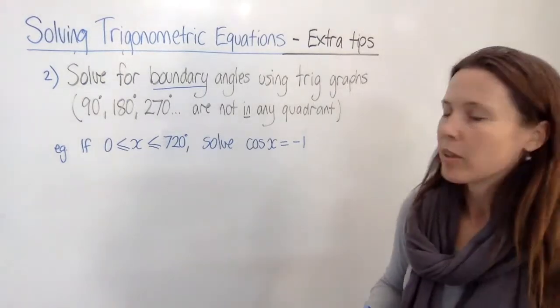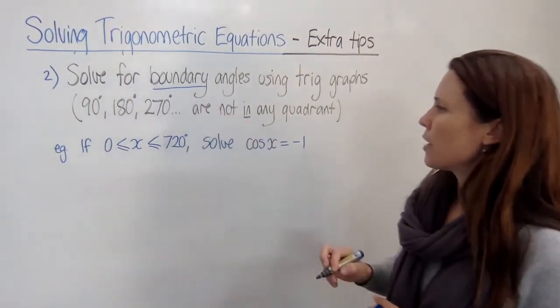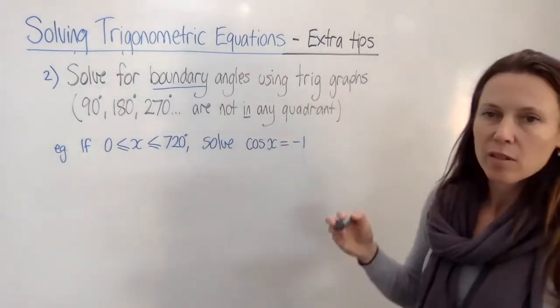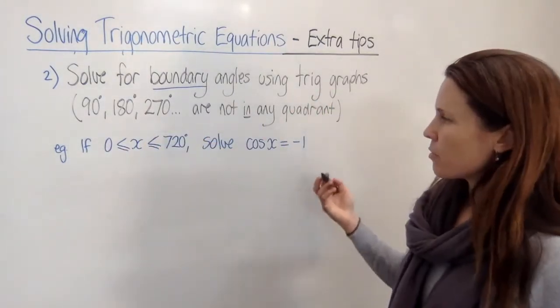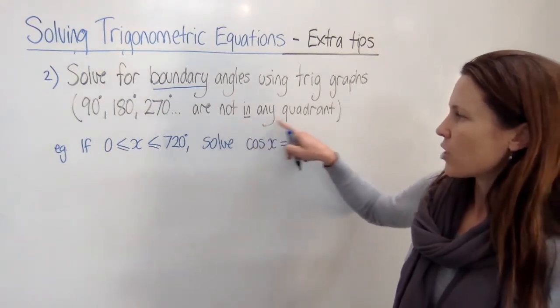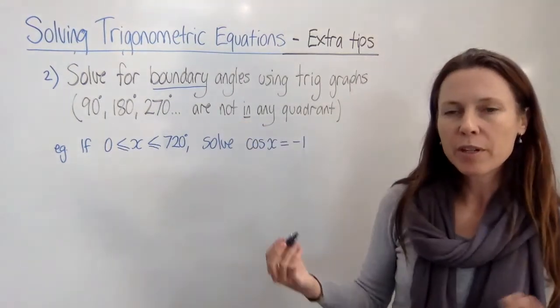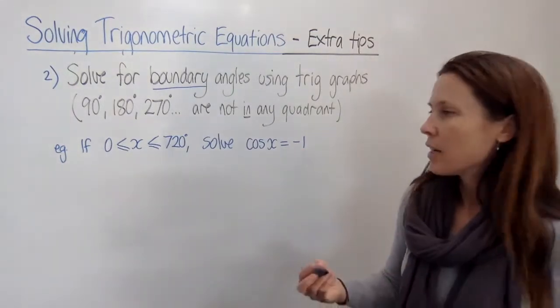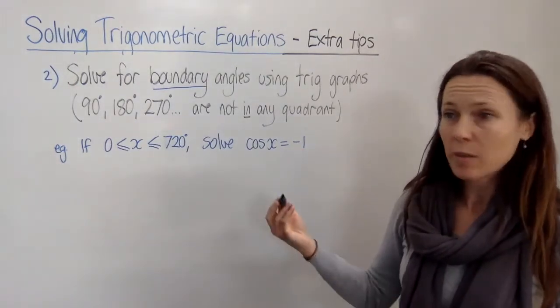Tip number 2, if you're solving for boundary angles, and that's angles that are multiples of 90 degrees, use the trig graphs to make sense of your answer. The reason we want to do that is because those angles are not actually in any one quadrant. So when you're trying to work out which quadrant they're in, and you say, hey, I've got a negative, so it must be here or there, it can mess you up a little bit unless you use this method.